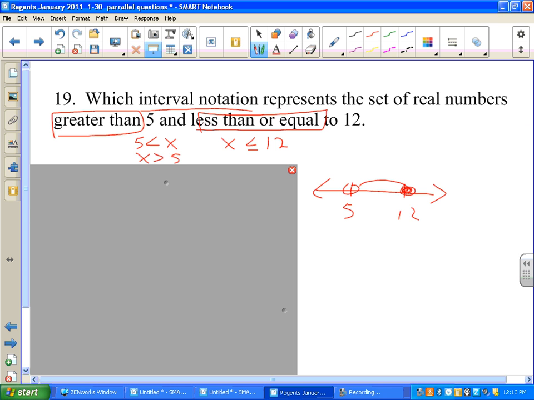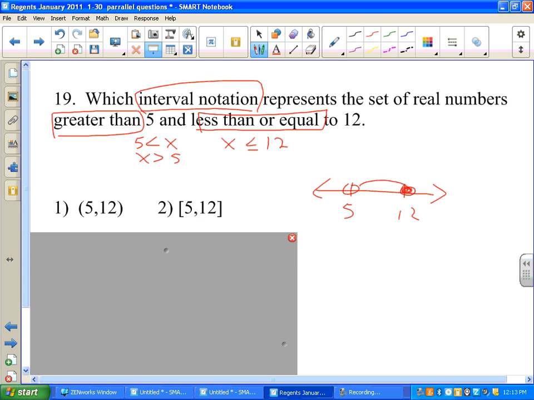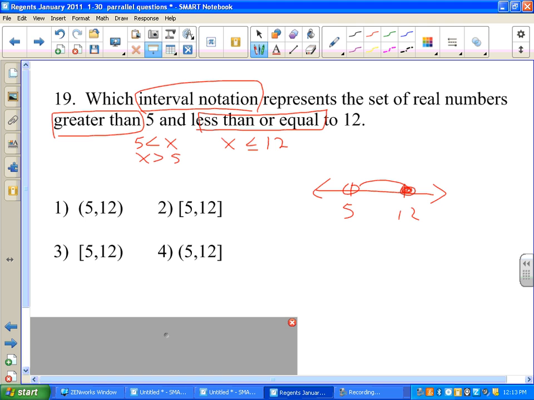What do I know about these? Because this still doesn't give us interval notation. Interval notation is the one with brackets and parentheses. Well, I know that I'm going to have 5 on the left and 12 on the right. I know that 5 is going to be a parenthesis. I know that 12 is going to be a bracket. There, we have 5 as a parenthesis and 12 as a bracket.